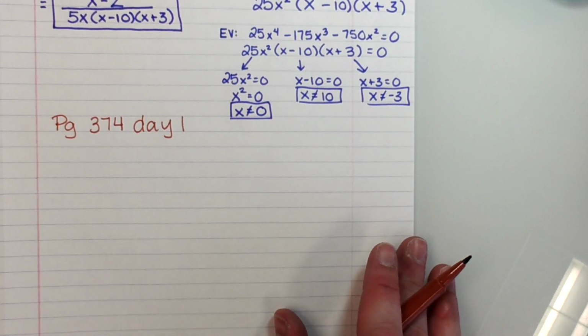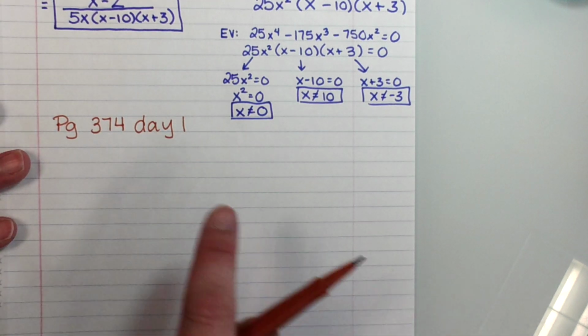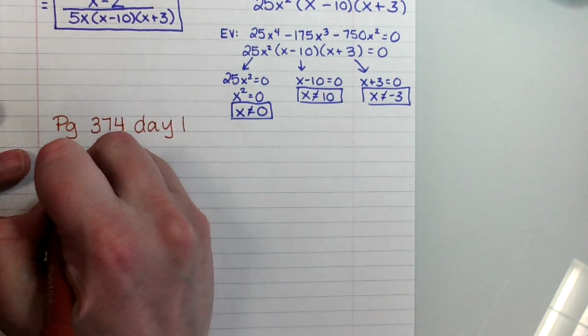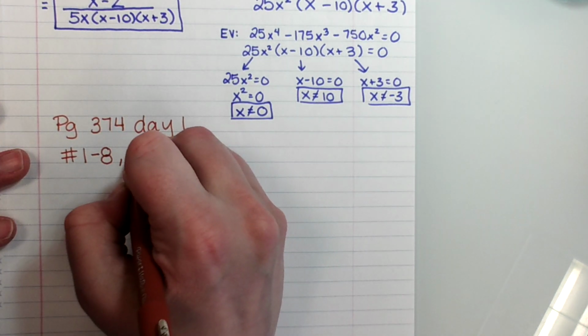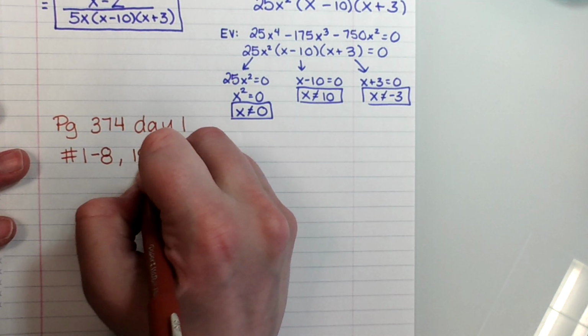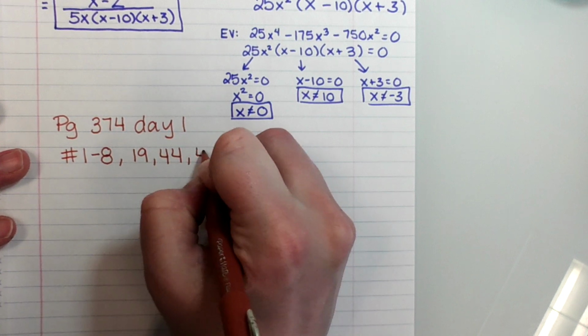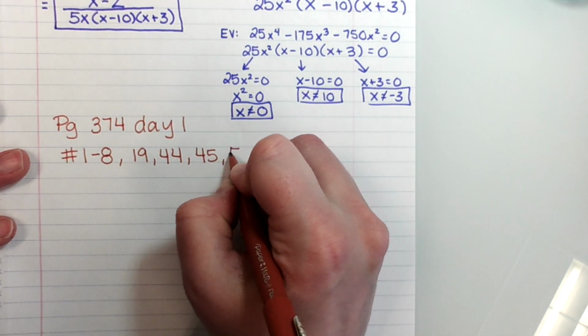We are on page 374. Both today and tomorrow we're on 374, so please write day 1. Problem numbers 1 through 8. And then the rest of them are really broken up. 19, 44, 45, 53, 54.